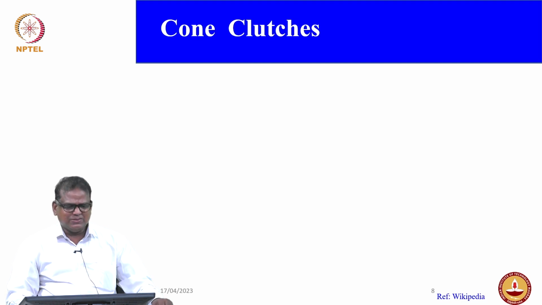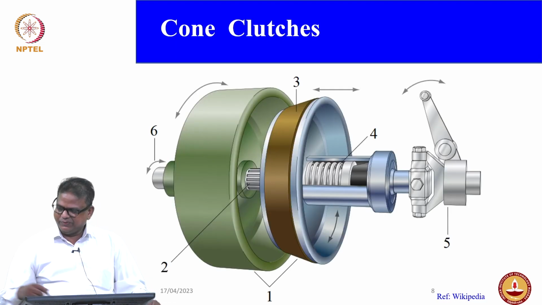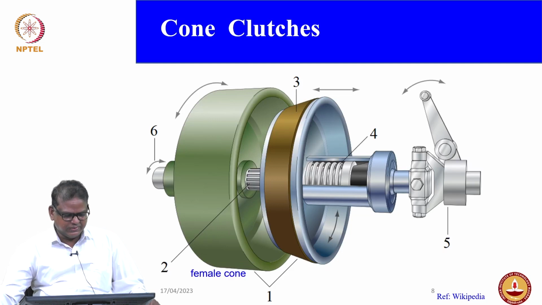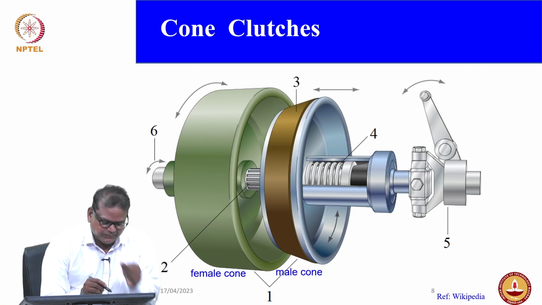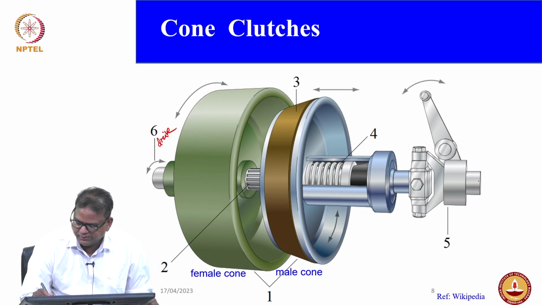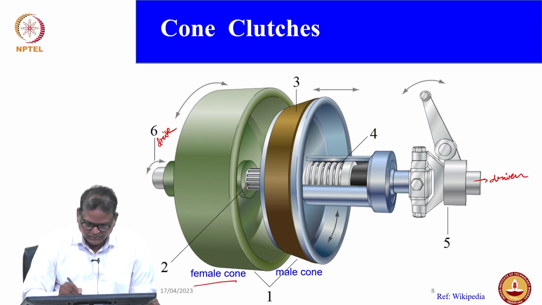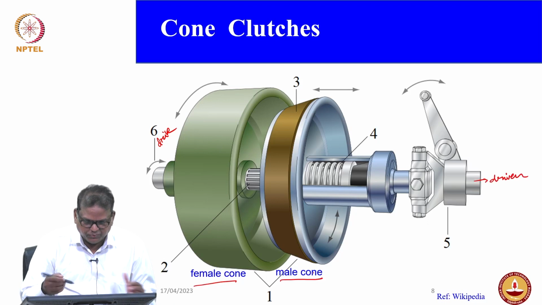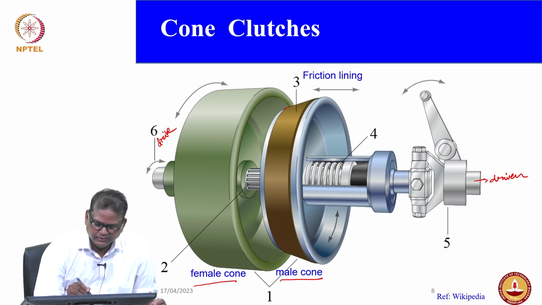Okay. So what is the difference? What is the need of a cone clutch? This is the typical arrangement of a cone clutch. So you have a female cone. This side is the drive, coming from the engine, and this is your driven side. This is the female cone, and this is the male cone, or counterpart, like this. And this is where you have a friction lining. So you can see that this is your friction lining.